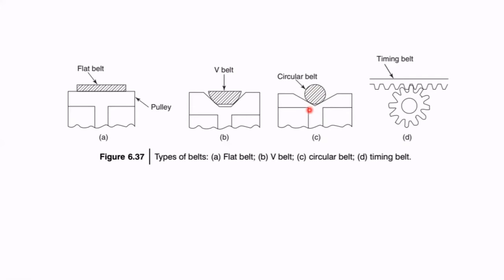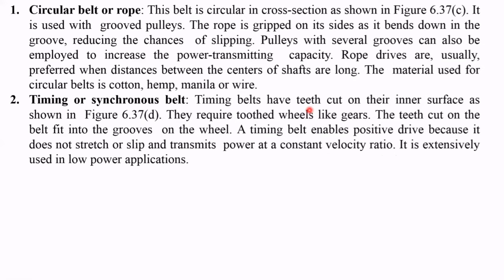The main thing is that rope drives are used for increasing the power transmission, and they are usually preferred when the distances between the centers of shafts are long. If the distance between two shafts is long, then we use circular rope belts.